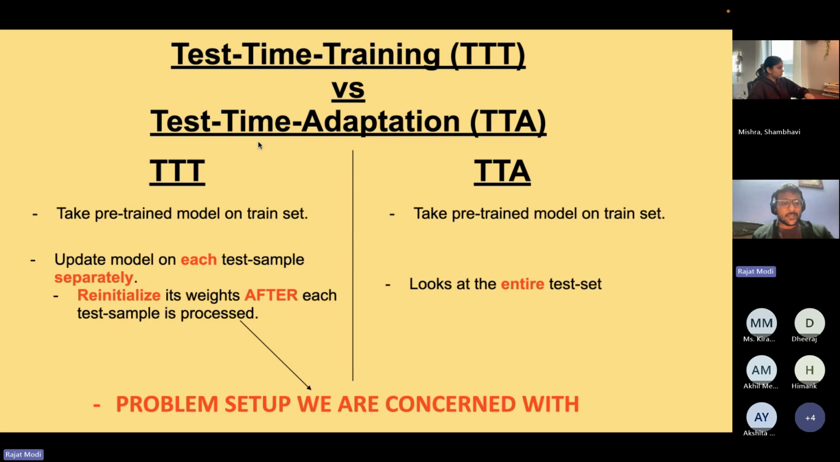So after you're processing each test sample, you are reinitializing the network's weights. So there is no information leakage from one test sample to another. And this is a very harsh setting. But in test time adaptation, you are looking at the entire test set and you are doing some sort of distribution matching. So in this paper, we are concerned with the harshest setting because we want to up the stakes, and that setting is test time training.